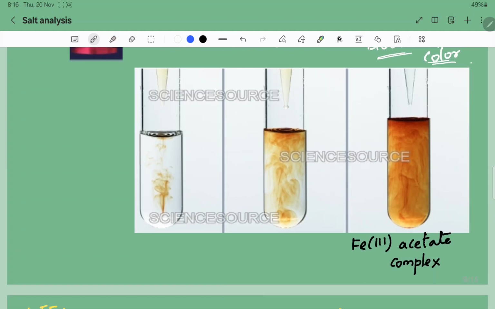After a few minutes it will be converted into the Fe3+ acetate complex. It is a blood red color, right? If the blood red color is formed, then we can predict that the compound is present as acetate ion, right?